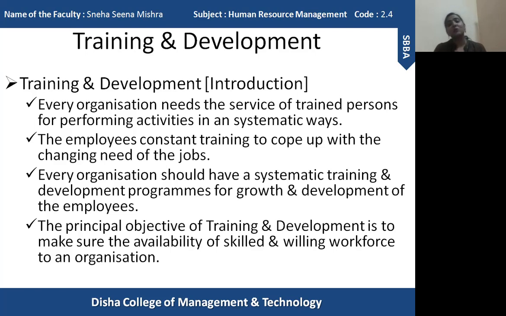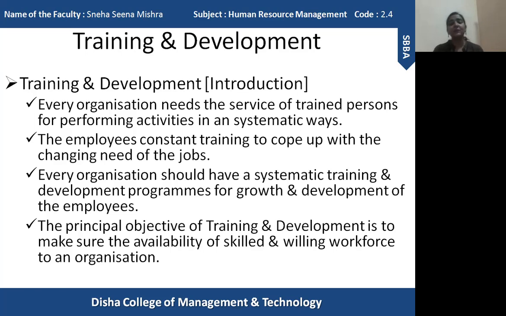So training is also very necessary to make the employees cope up with the changing requirements, changing needs of the job, technological changes and various other changes. If the machinery is changed, if the process is changed, if new methods are introduced, if many things are changing within an organization, and a job also changes according to it. So that's why training becomes necessary, so that the employee can understand the change and then they can cope up with such kind of changes with increased level of knowledge.